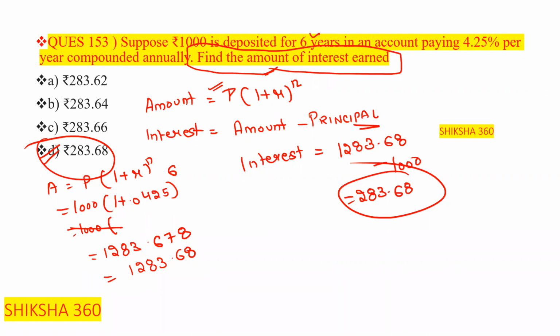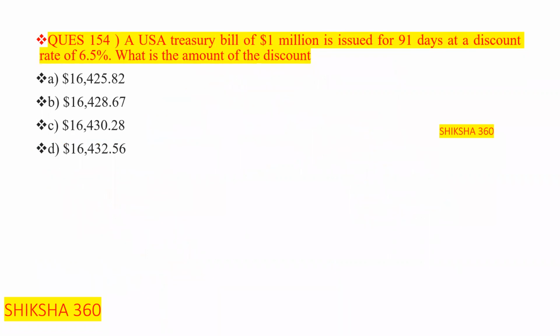Okay, now move to the next question, question number 154, as some students find issues in that question also. A USA treasury bill of $1 million is issued for 91 days at a discount rate of 6.5%. Discount rate is like an interest rate. So what is the amount of the discount?